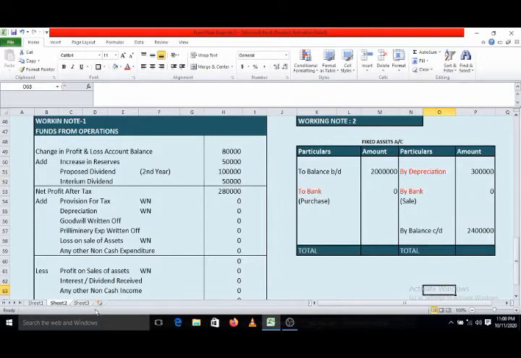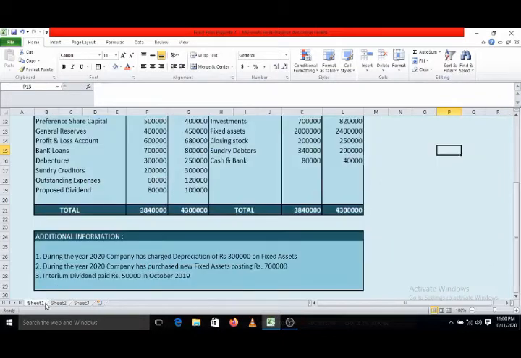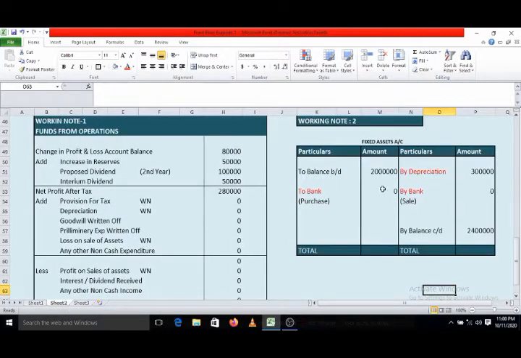Next, during the year 2020, the company has purchased a new fixed asset costing rupees 7 lakhs. So the company during the year purchased a fixed asset of rupees 7 lakhs. So purchase of fixed asset, what will be the accounting entry?